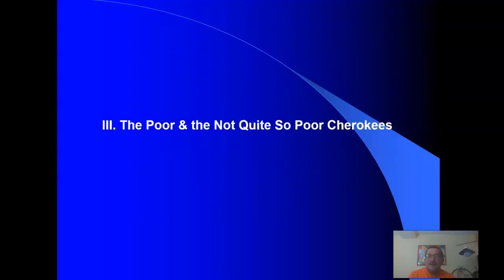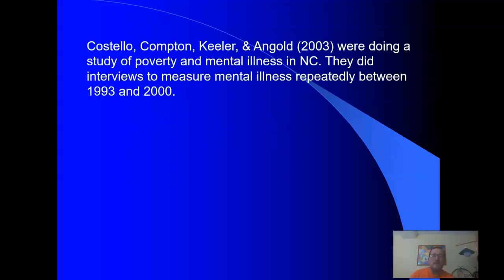All right, additional example number 3. I call this the poor and the not quite so poor Cherokees. This is a study of Native American Indians in North Carolina. The paper I'll mention here came out in 2003, so almost a couple of decades ago now. Costello and colleagues were doing a study of poverty and mental illness in North Carolina. These were psychiatrists and psychologists who studied clinical disorders, and they did extensive clinical interviews to measure mental illness repeatedly in a group of kids between 1993 and 2000.